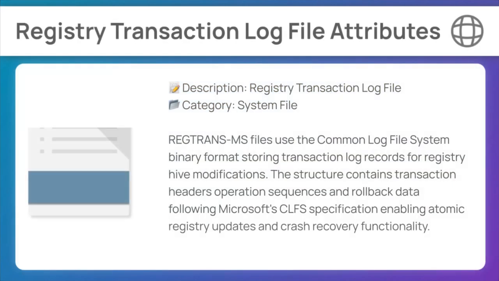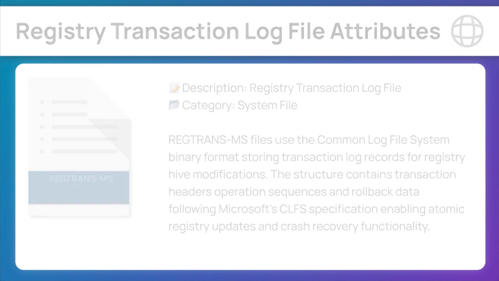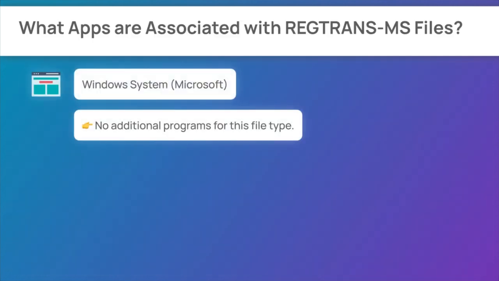REGTRANS-MS files use the Common Log File System binary format, storing transaction log records for registry hive modifications. The structure contains transaction headers, operation sequences, and rollback data following Microsoft's CLFS specification, enabling atomic registry updates and crash recovery functionality. The standard opener for REGTRANS-MS is known to be Windows System, developed by Microsoft.